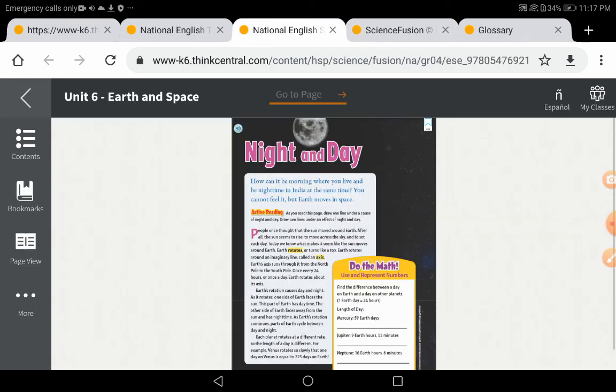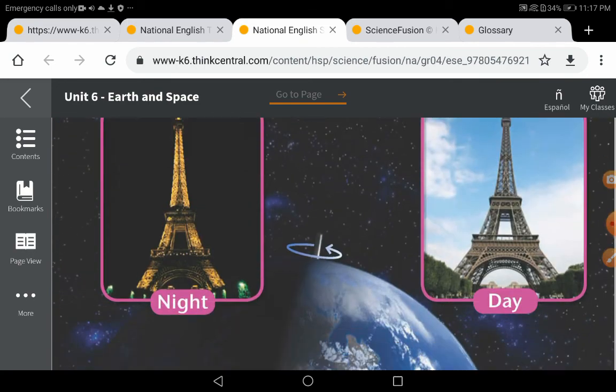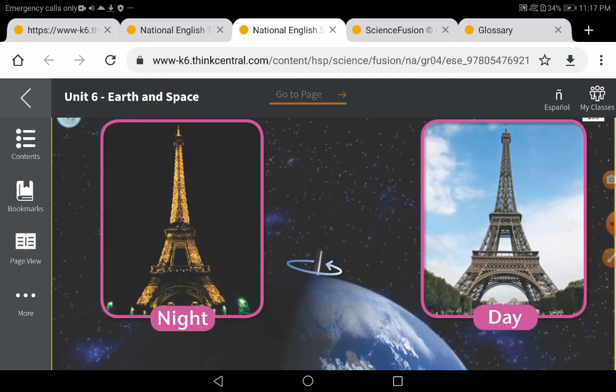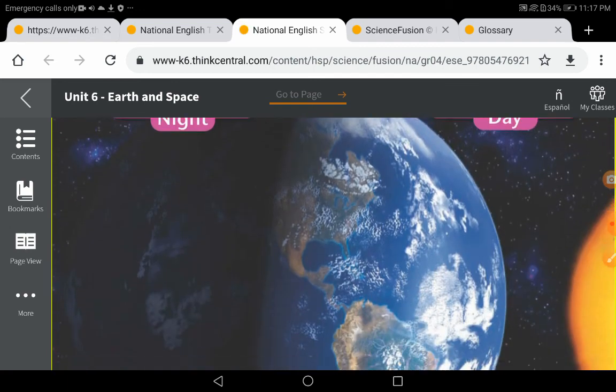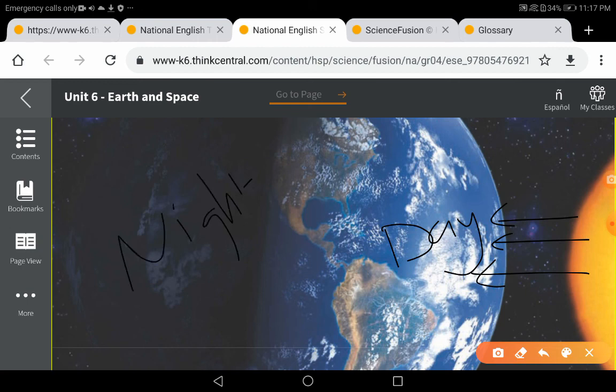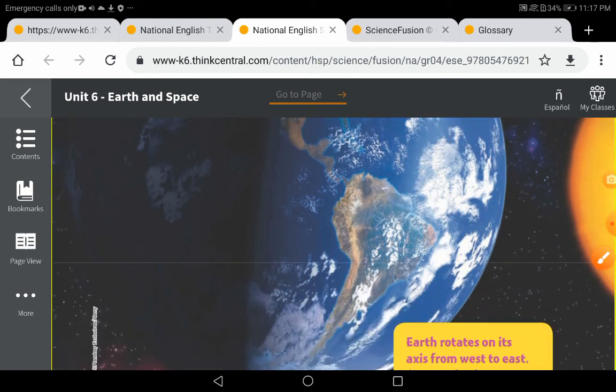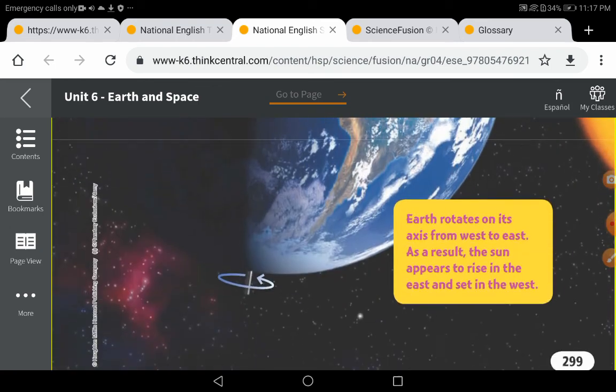You have these pages related to what we discussed on Think Central. Okay, you can go over them, and you can see these pages. Here's the day and night time. This part faces the sun, you see? This part faces the sun, so it's day, while this one is night. Okay? This is because of rotation.